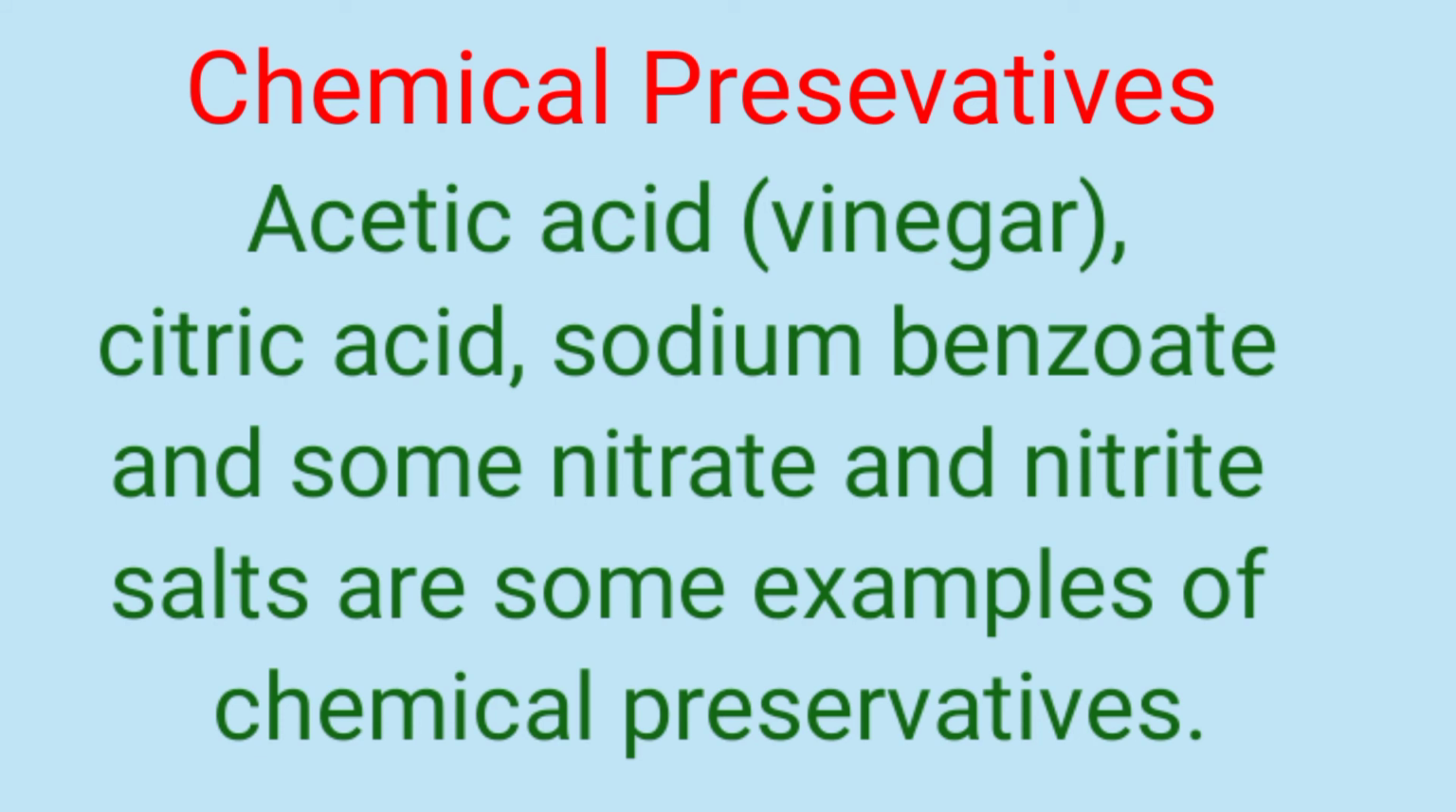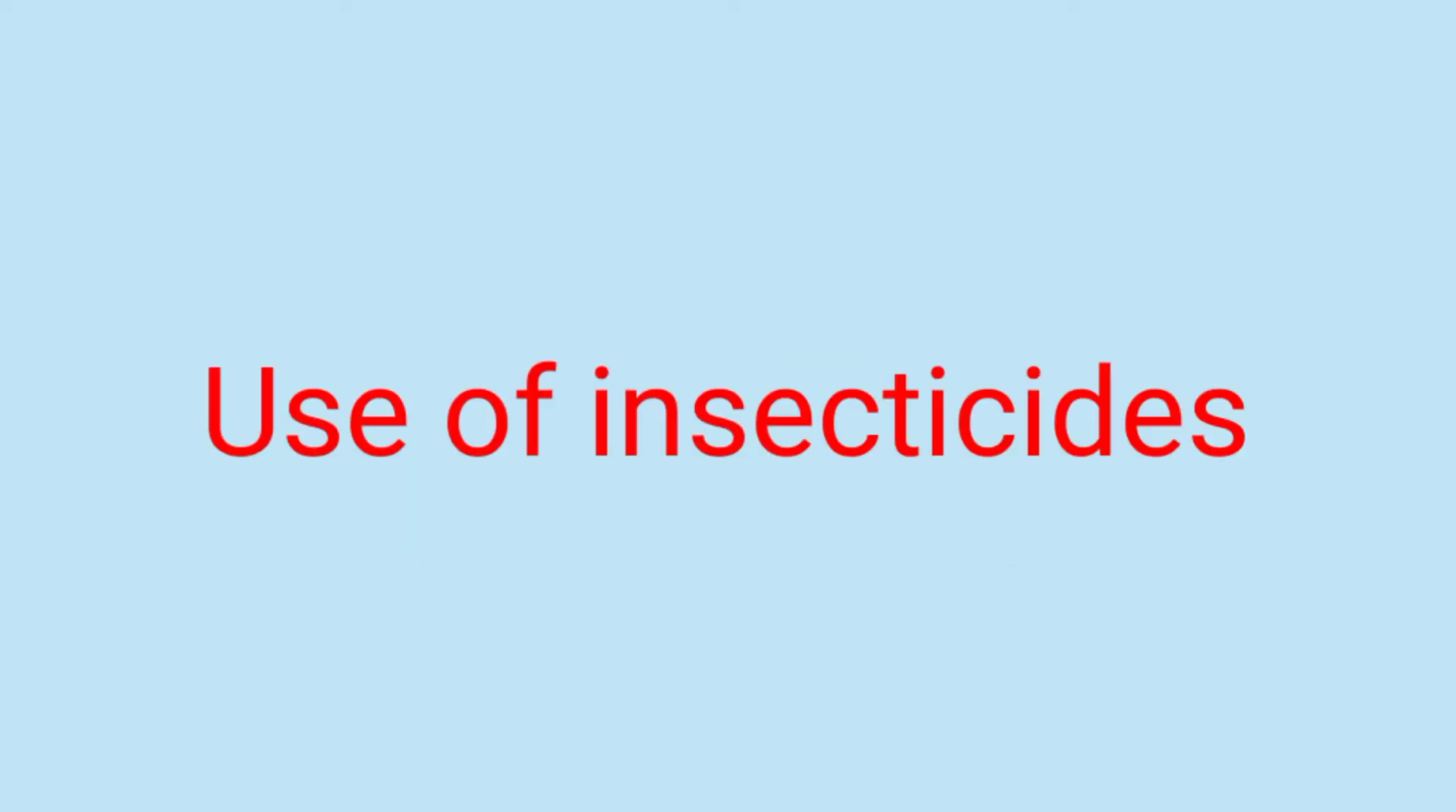Second is the chemical preservatives. These preservatives are acetic acid, also known as vinegar, then citric acid, sodium benzoate and some nitrate and nitrite salts. These are the examples of chemical preservatives. We know the pickles, the vinegar is added to the pickles. So these are the preservatives.